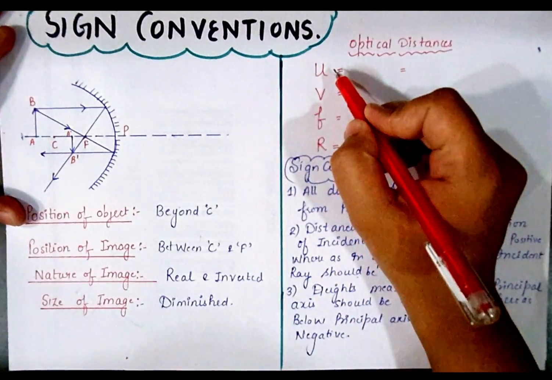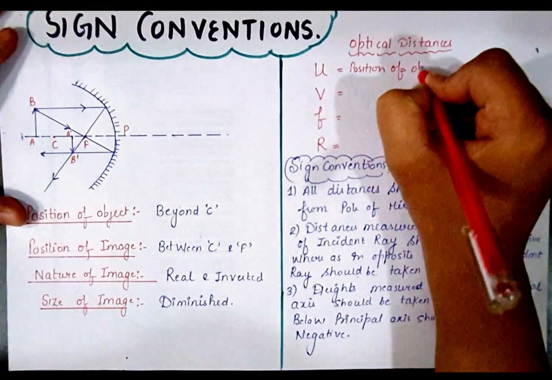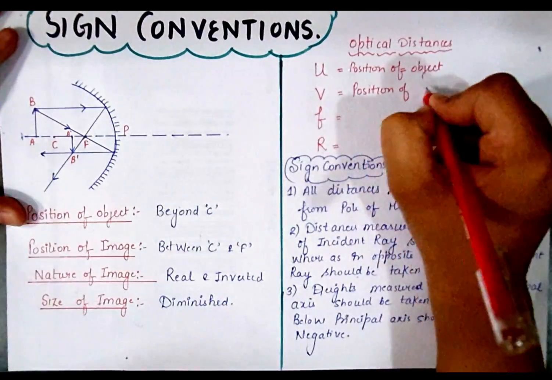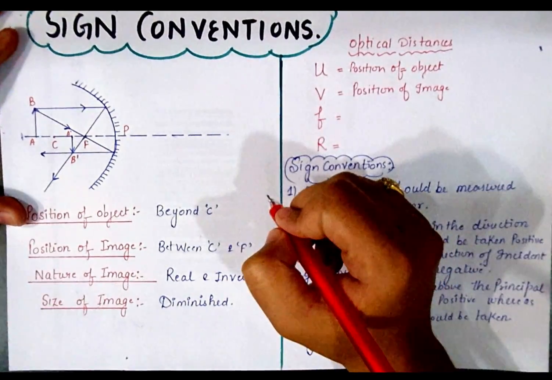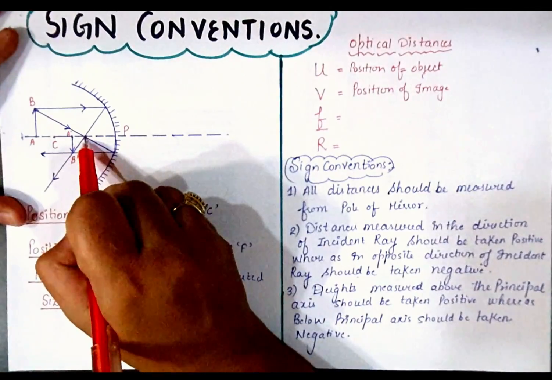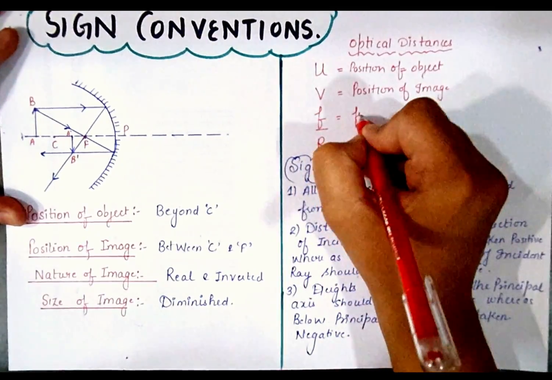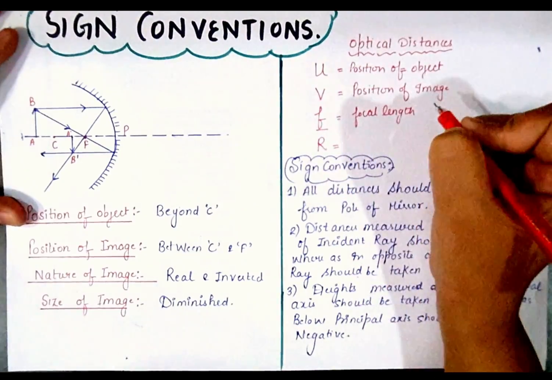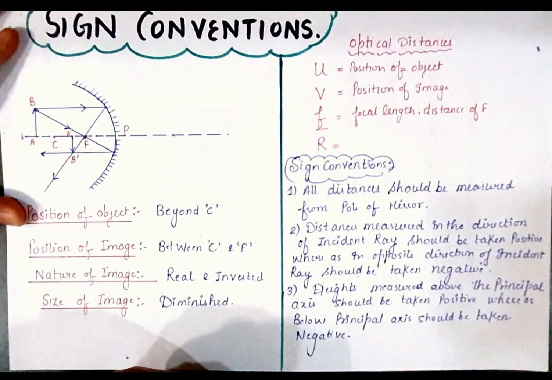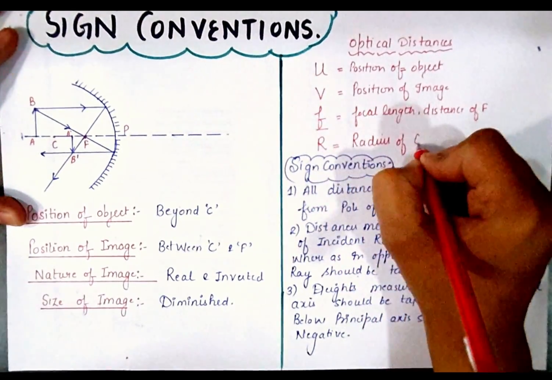So students, here I have written U. U stands for position of object. V stands for position of image. F stands for, so please keep this thing in your mind, this is small f, right? Here I have also labeled capital F. So this capital F stands for principal focus, whereas small f stands for focal length. Or I can also write it like this: it is the distance of focus or position of focus. Capital R stands for radius of curvature.